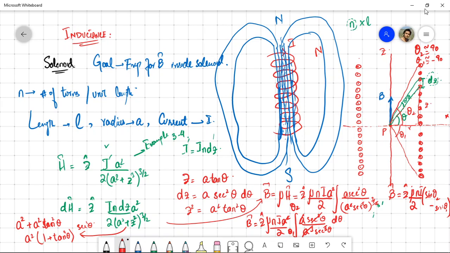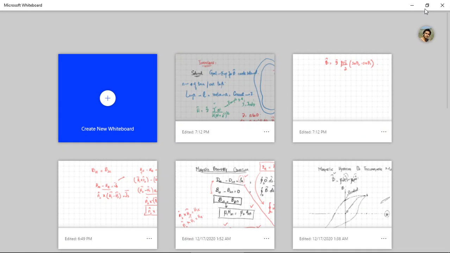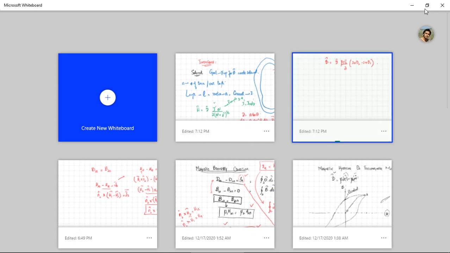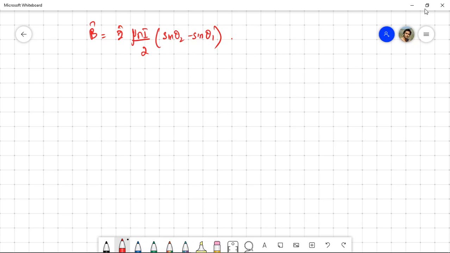So he's saying that if we put in these values, by saying that theta 1 is approximately equal to minus 90 degrees and theta 2 is approximately equal to plus 90 degrees, and we put in the values here, then we'll have the value of B to be z hat mu n I, because 1 plus 1 is going to be 2, and the other terms will cancel each other out.